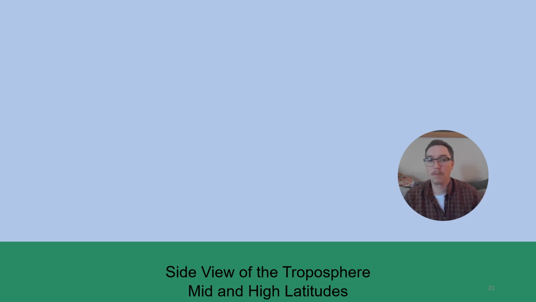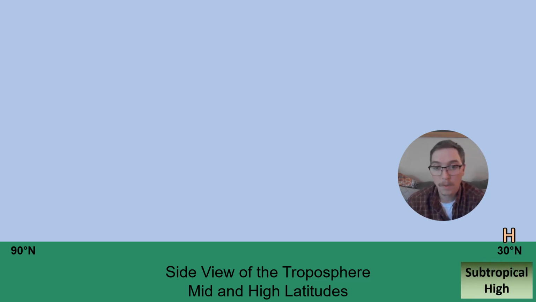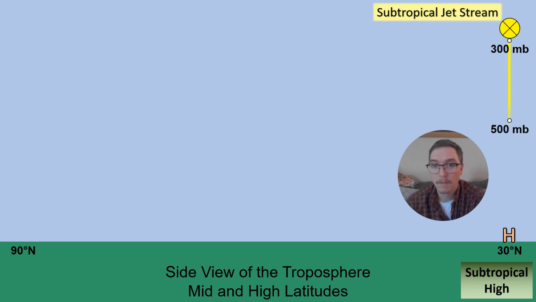So we're going to look at, kind of like we did along the equator, a side view of the troposphere in the mid and high latitudes. There we go. There is 30 degrees north, 90 degrees north. There's the position of our subtropical high and our subtropical jet stream. We've got subsiding air there, moving equatorward.